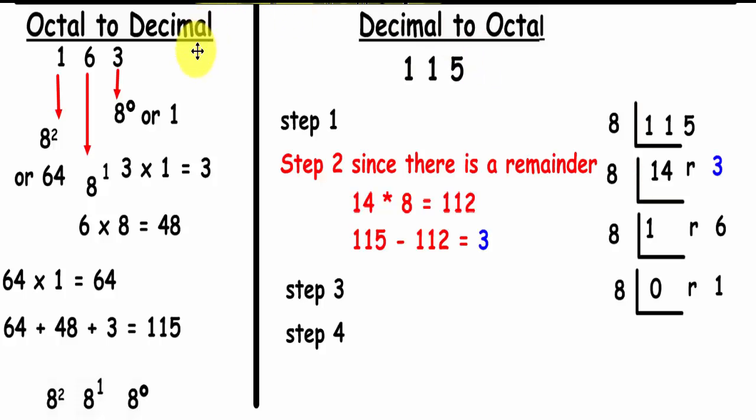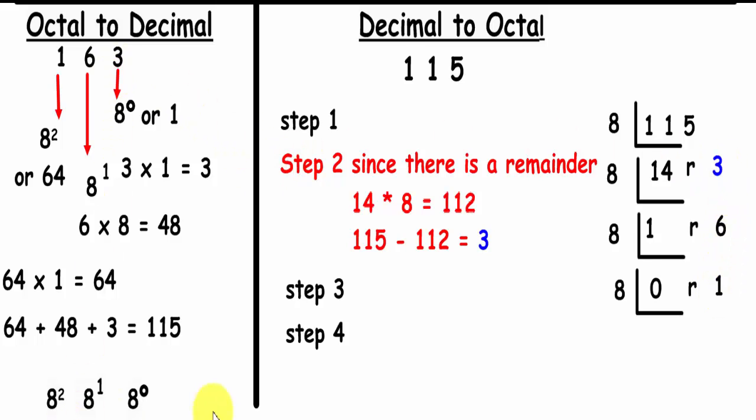To make sure we fully understand what we're talking about, we're going to do a second example, but we'll leave the whole screen open for you. The first one again is going to be octal to decimal. We'll take 163 and convert it to the decimal number 115. Then we'll take the decimal number 115 and convert it back to the octal number 163.